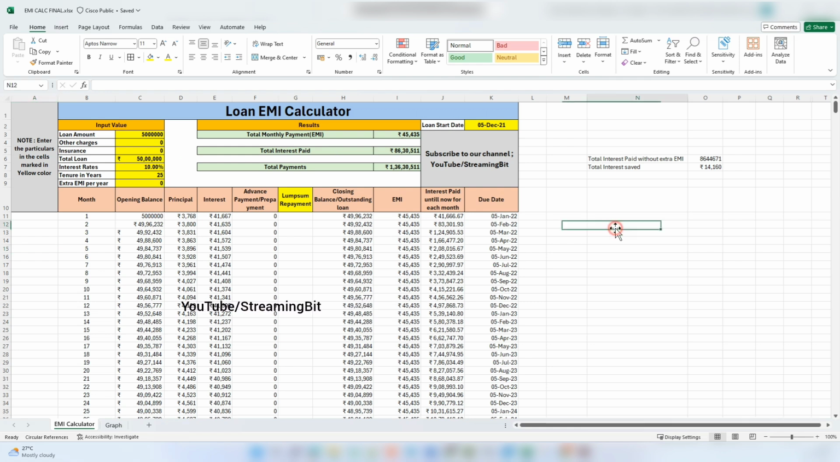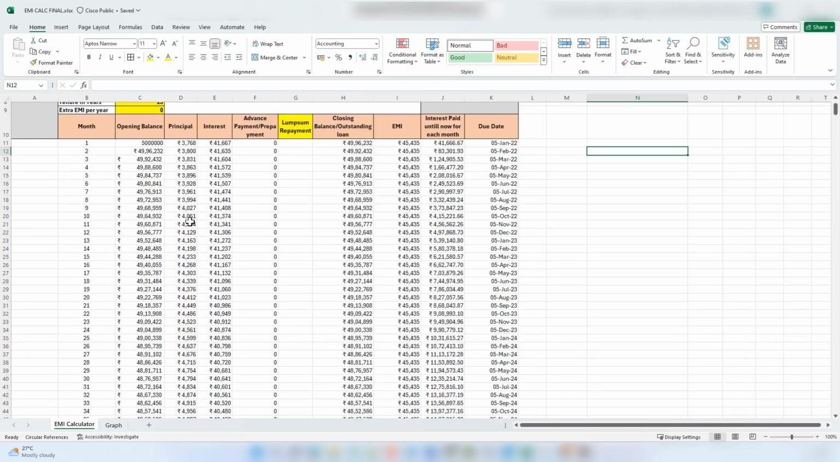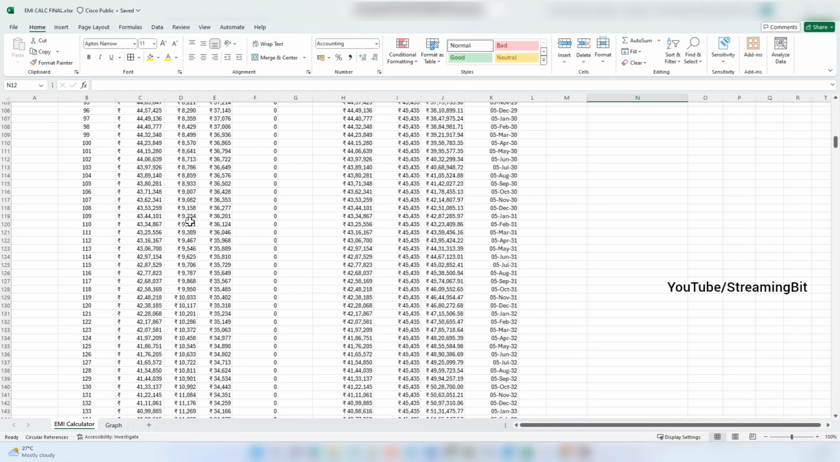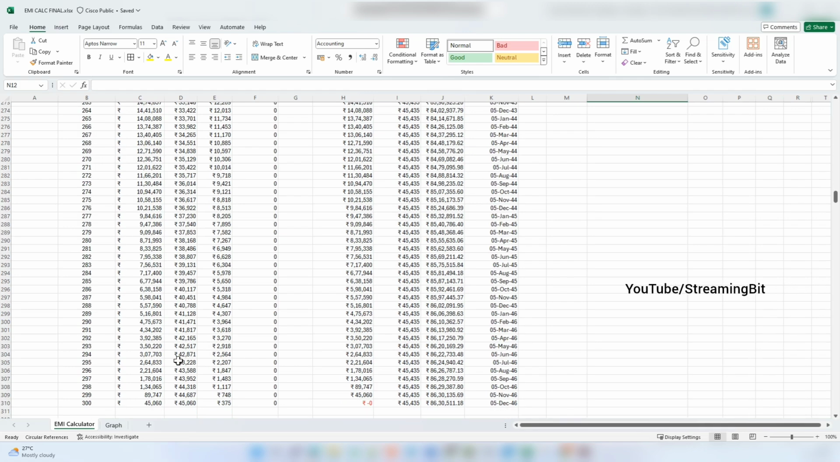If you observe here, the principal amount in the first month or the initial few months would be very less. Comparatively, the major portion of your EMI would go to the interest payout and very little amount would go to the principal payment. The principal amount gradually increases as the tenure progresses. You can see here, at the end of tenure the principal amount is 45,000 and the interest at the end of tenure would be 375 rupees.